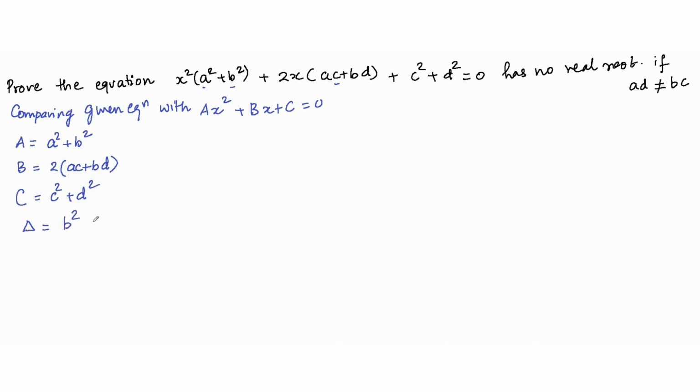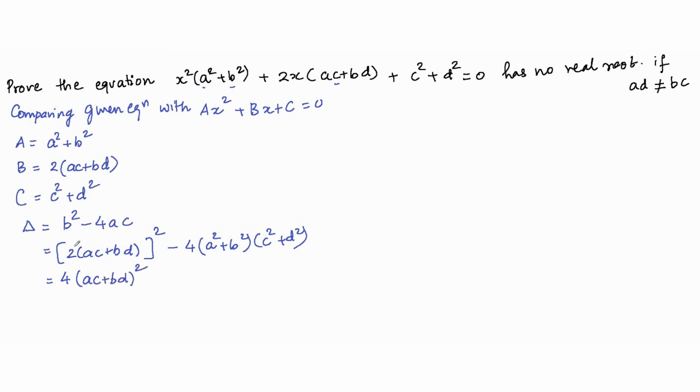Discriminant is B square minus 4AC. So let us evaluate. This is 2 times ac plus bd the whole square minus 4 times A times C. Let us go ahead and expand this. 2 square is 4, and then I have ac plus bd the whole square, minus 4 times the product of a square plus b square and c square plus d square. Let's multiply these terms one by one. a square into c square will be a square c square, and a square into d square will be a square d square. b square into c square will be b square c square, and b square into d square will be b square d square.